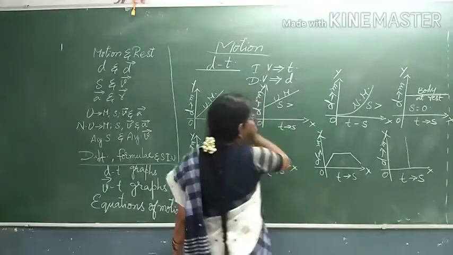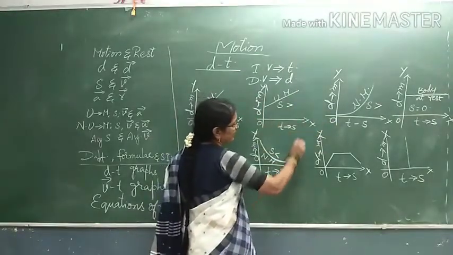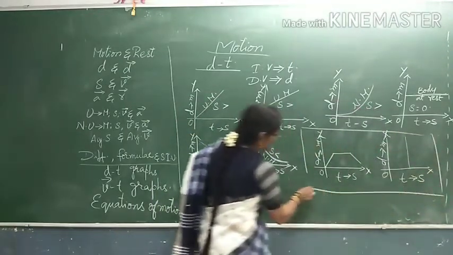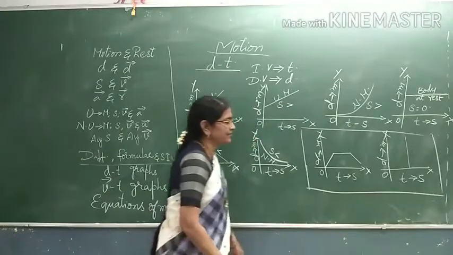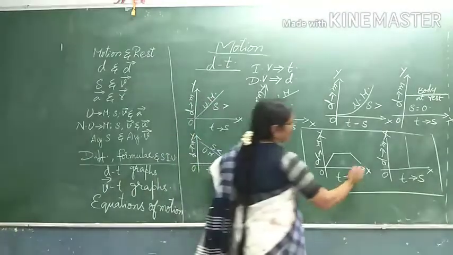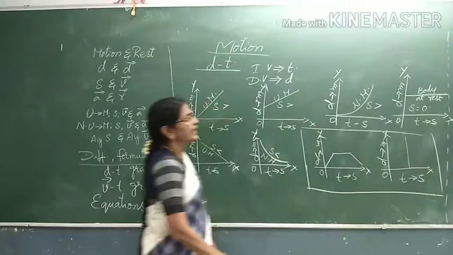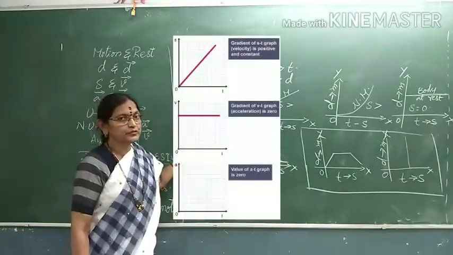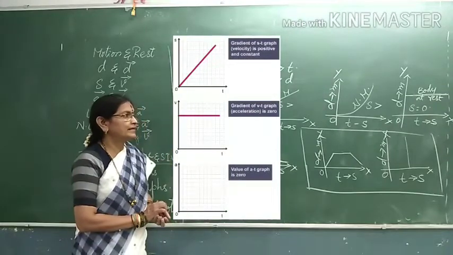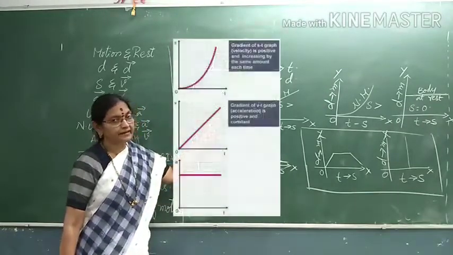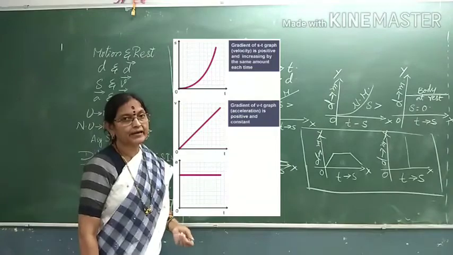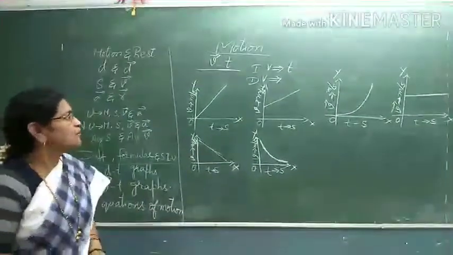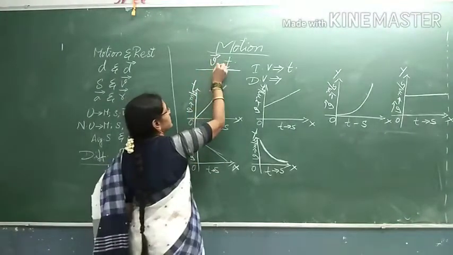Now, basing on this description of all the graphs, describe these two graphs and write the results and reasons also. Then these distance-time graphs help us to say what kind of motion the moving body possesses and what the speed is. And you can also calculate the speed from distance-time graphs. Now we have discussed distance-time graphs.